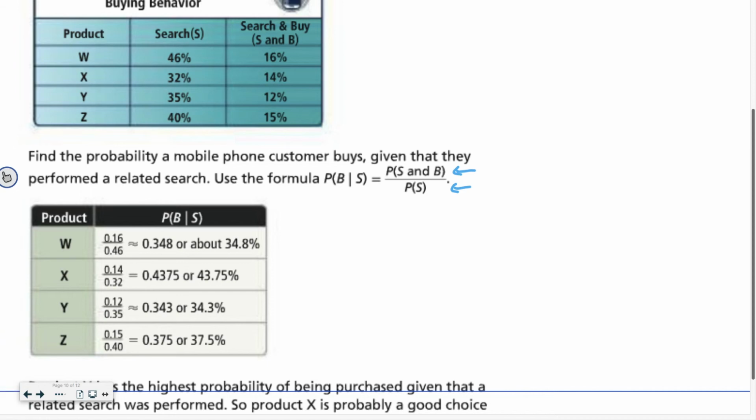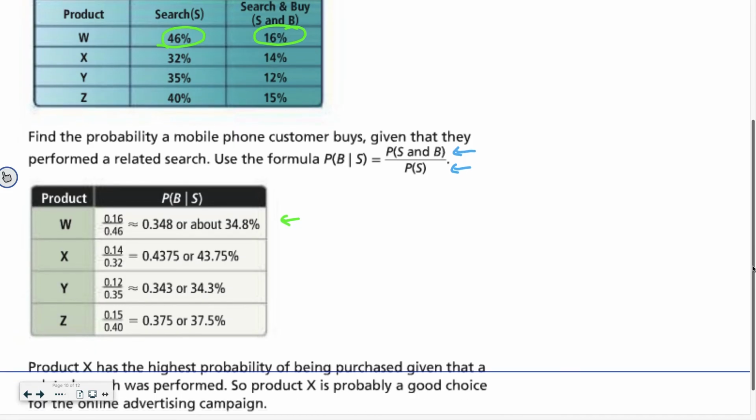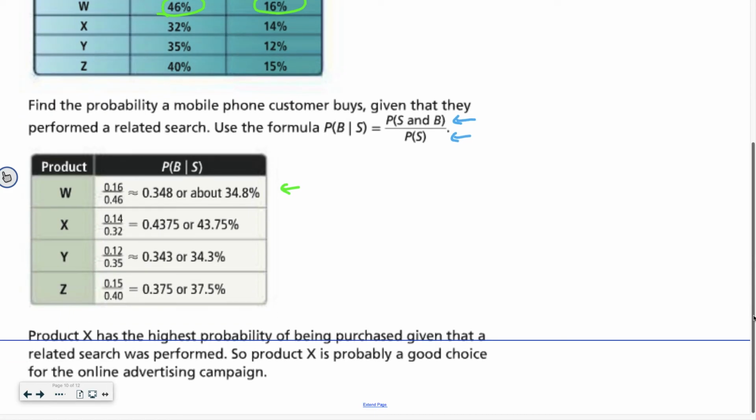Okay, so in this table, I'm going to convert these percentages to decimals. And so for W, I take the number of people that performed the search and buy, so 0.16, and divide that by the percent that just searched, so 0.46. When I divide it, I end up with 34.8%, or 0.348. And if I do that same thing for X, Y, and Z, which I feel like you guys are pretty confident with doing, I can figure out which one has the highest probability of being purchased given that a related search was performed.